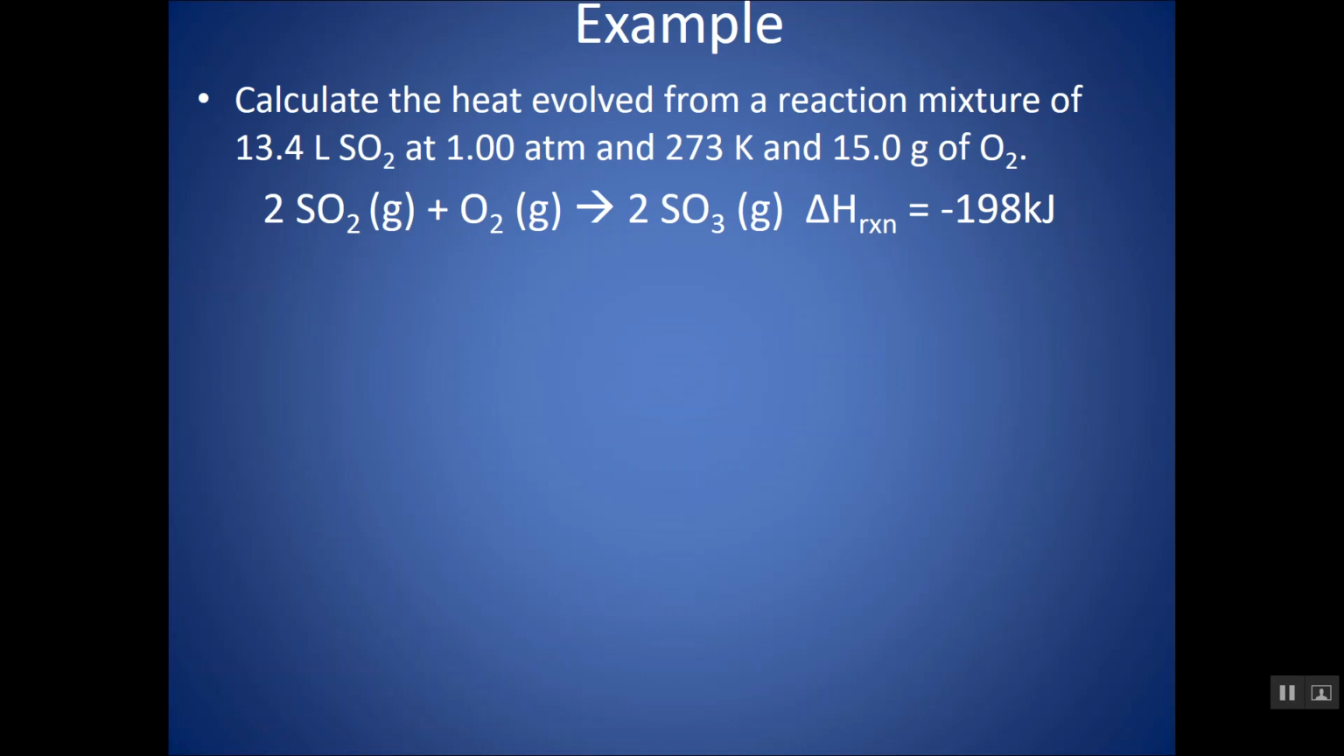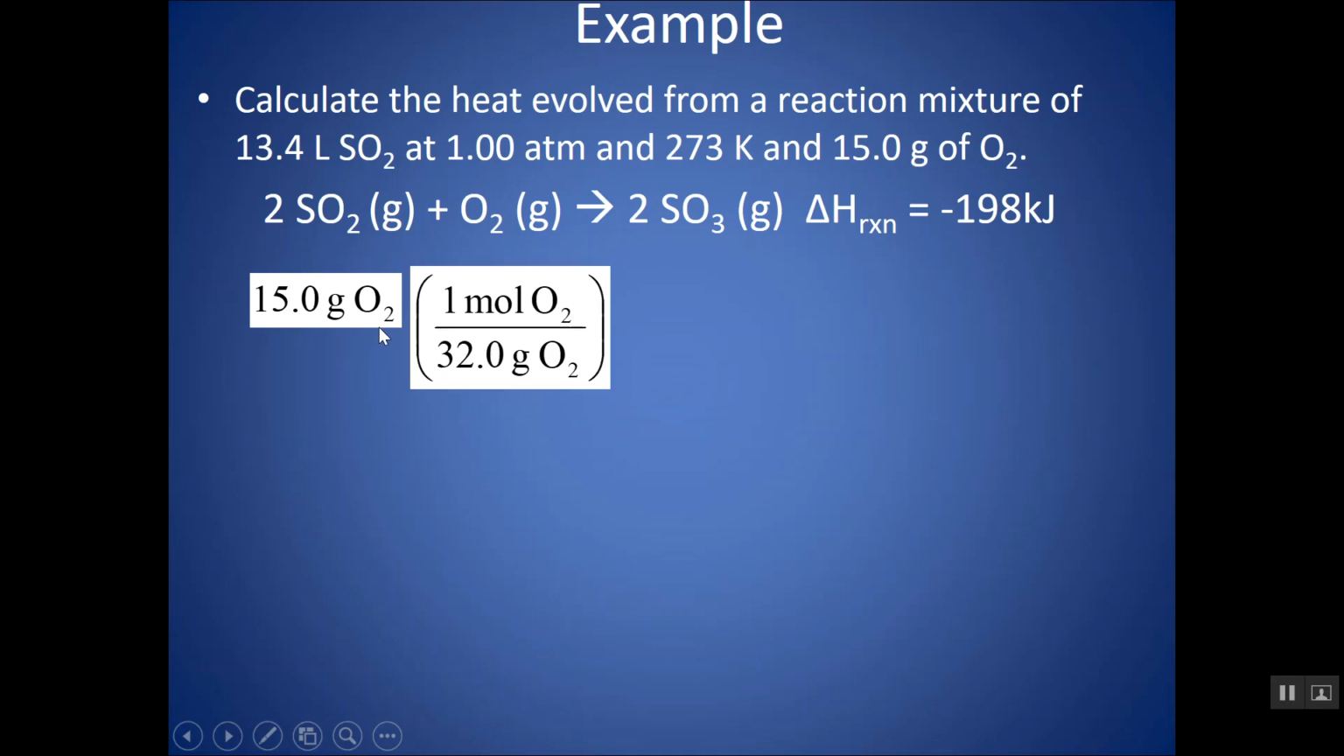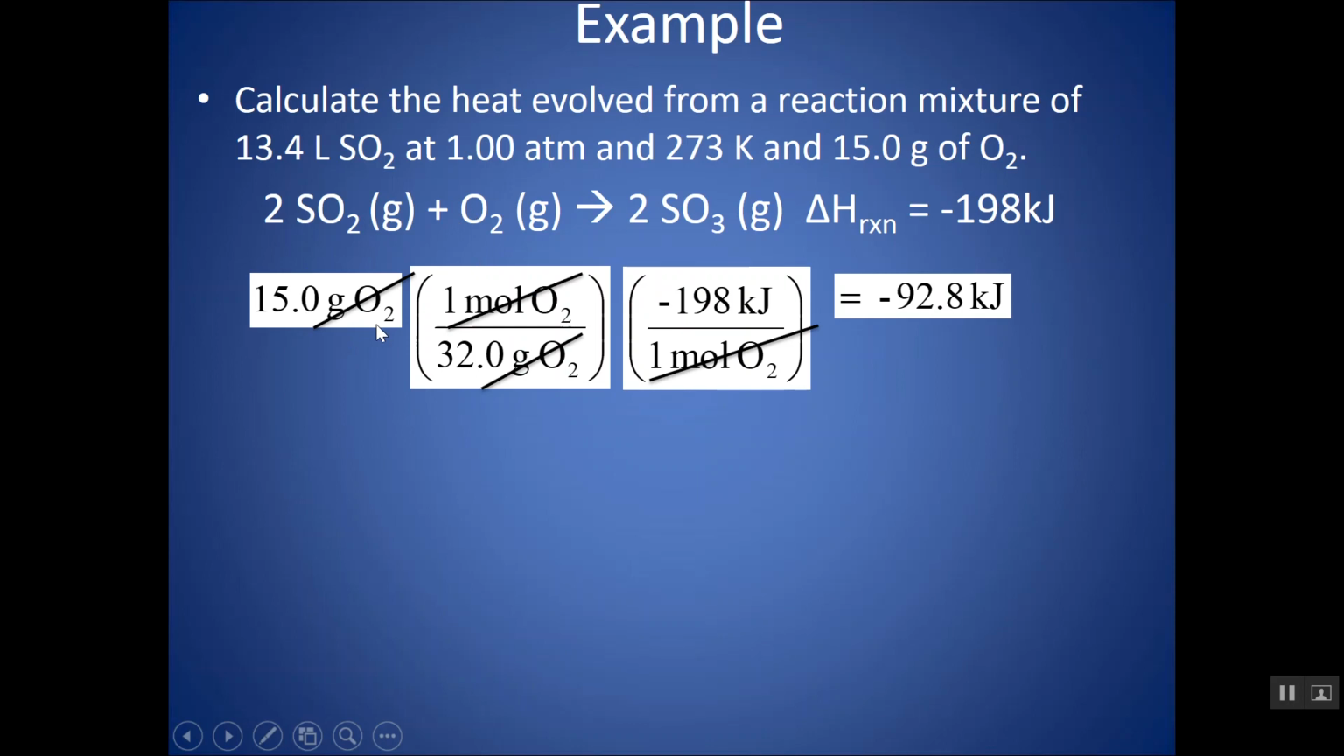I basically have to do 2 sets of stoichiometry where I'm turning each reactant into heat. And whichever gives me the lowest magnitude of heat is going to be the reactant that's limiting, and that's going to be the amount of heat that's theoretically the maximum that could be reached. So in this case, I'm going to start with the O2 just because I know it's right there, 15 grams of O2. Use the molar mass to mole it out. And then this is the amount of heat per 1 mole, since that's the coefficient. Based off of using up all the O2, I would get that 92.8 kilojoules are released.